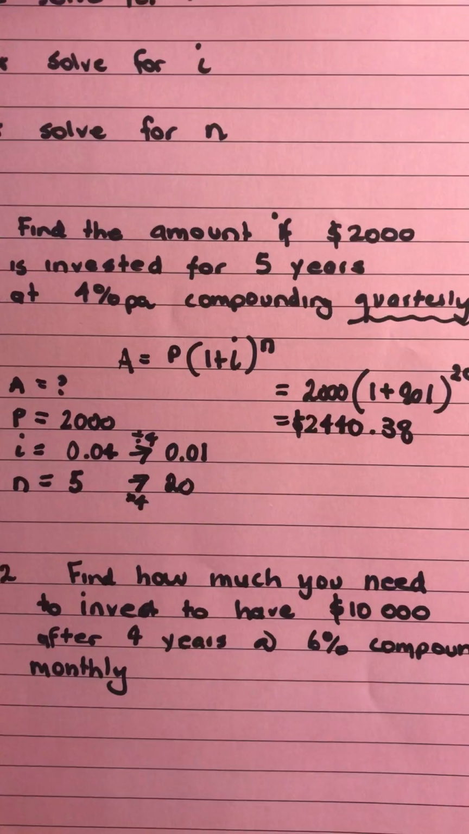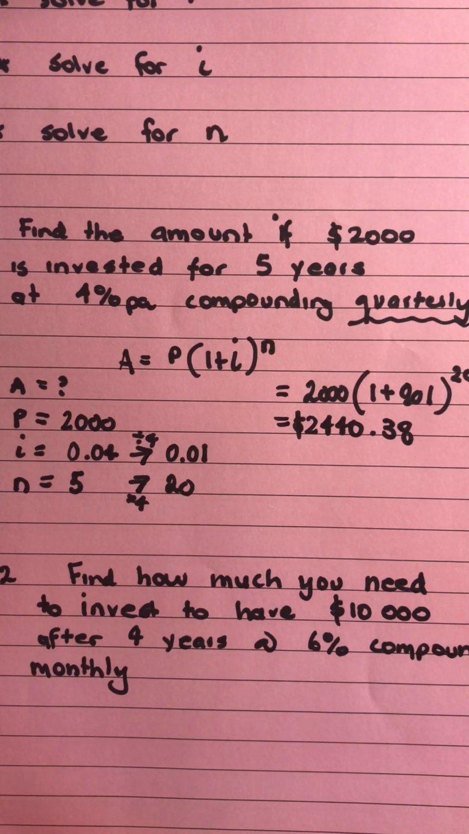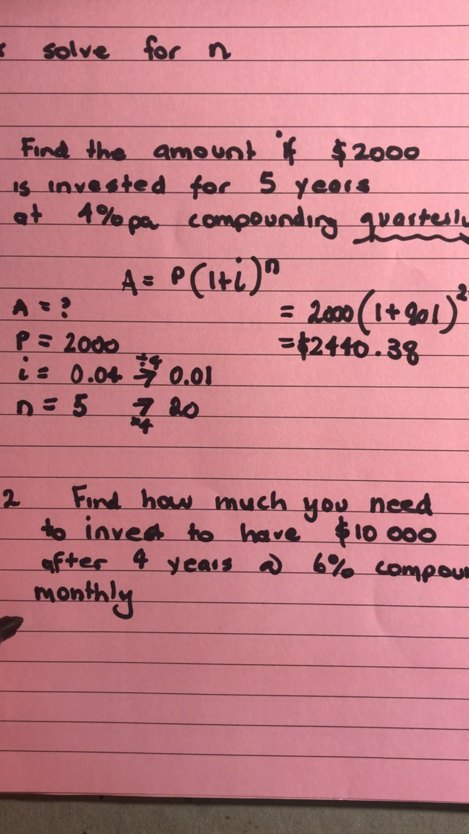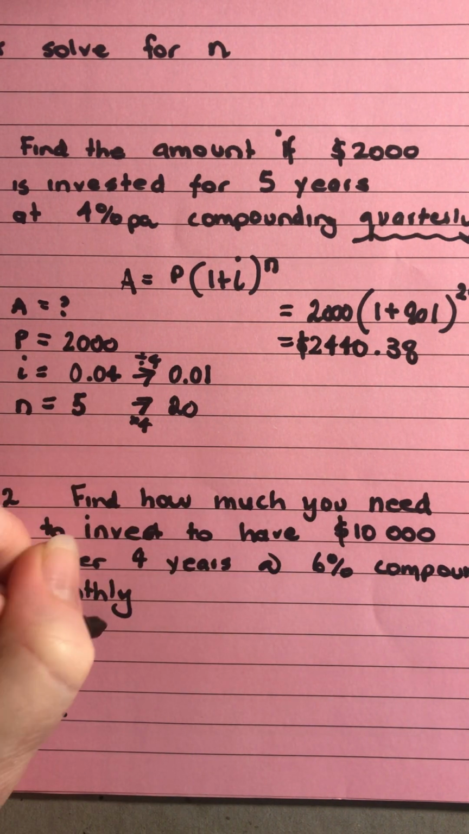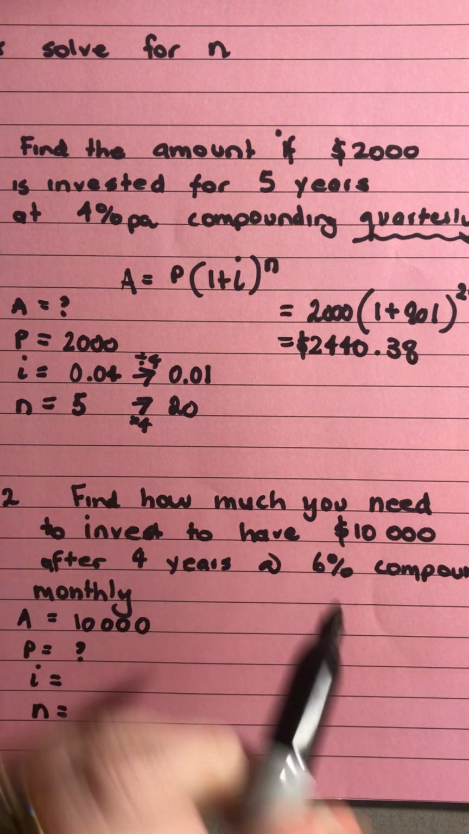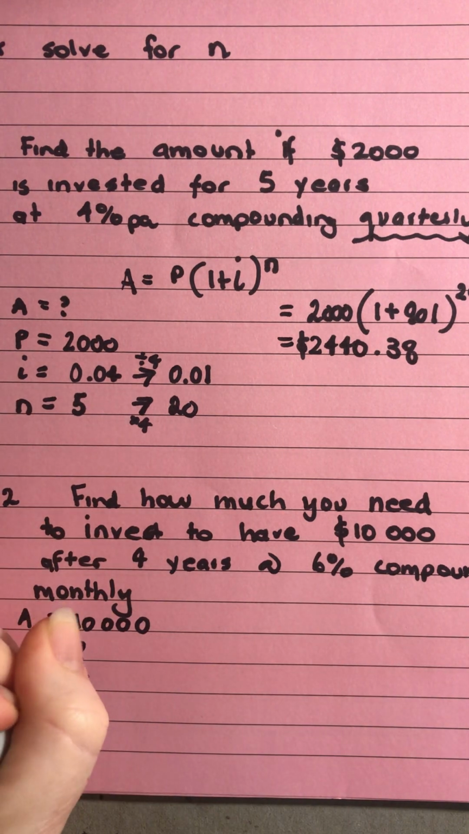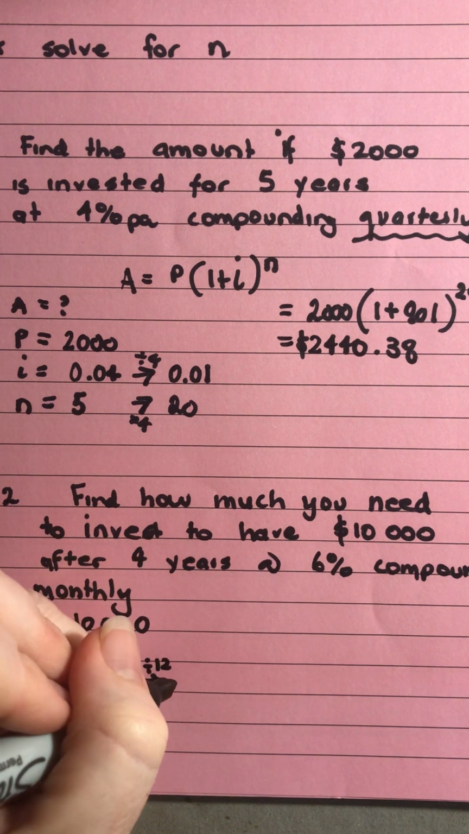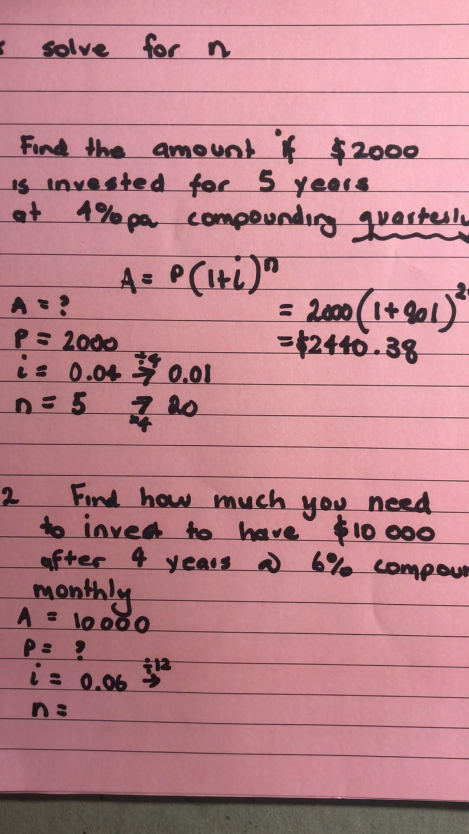The next type is where you can find out how much you must have invested to get that amount of money. So you're finding the P. So when we write our A equals, P equals, I equals, N equals down the side, our A we now know. We know the 10,000. Our P we don't know, so we're putting a question mark there. Our I we know is 6% compounding monthly. So I write the 0.06, but I have to divide by 12 because I'm compounding monthly. So I'll do my 0.06 divided by 12 and I'll get my 0.005 there.